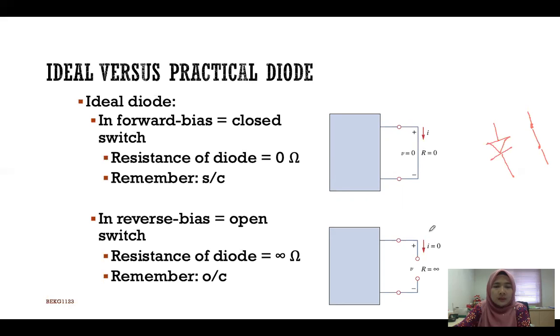But in reverse bias condition, the diode acts like an open switch. So that's why the circuit here is an open circuit. When this circuit is open, meaning that the current is 0, the current cannot flow, and thus the resistance is infinite, very high.